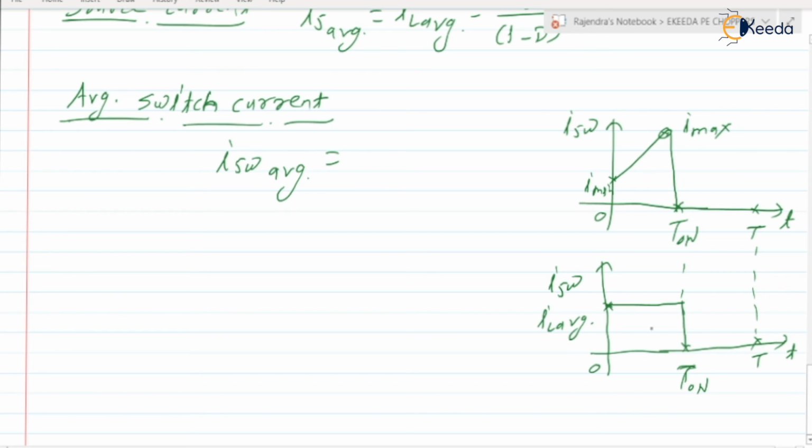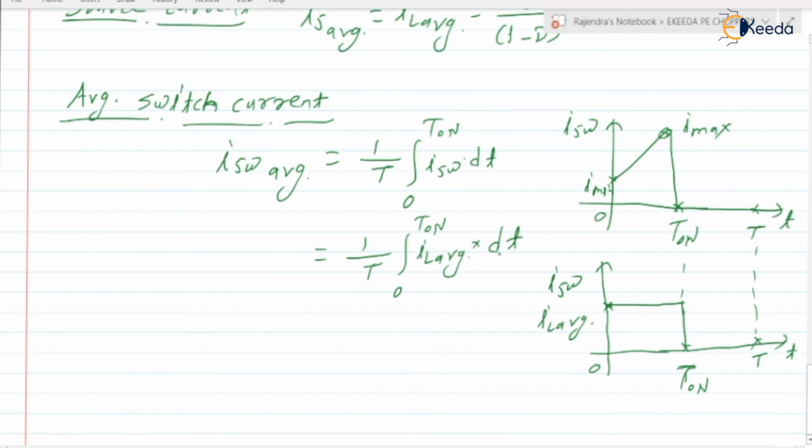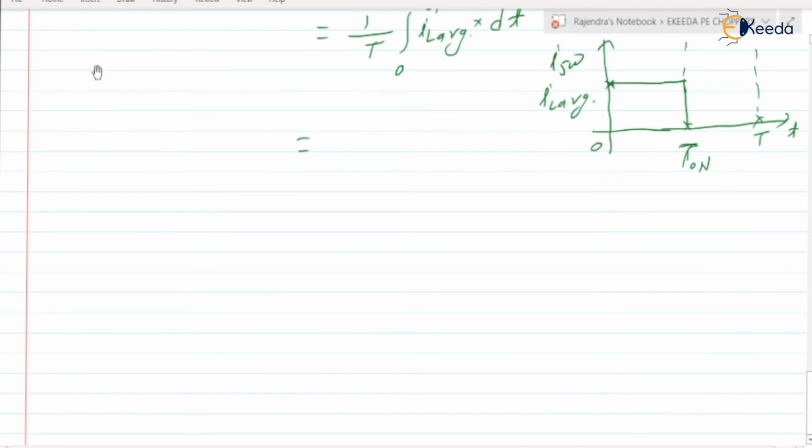Now, can we find ISW average? It is equal to 1 by T integration from 0 to T on of ISW dt. What is the switch current? It is IL average into dt. So we can write ISW average is equal to T on by T into IL average.